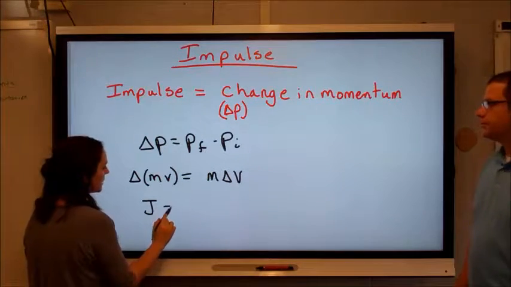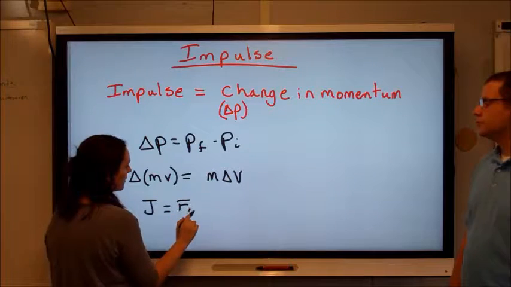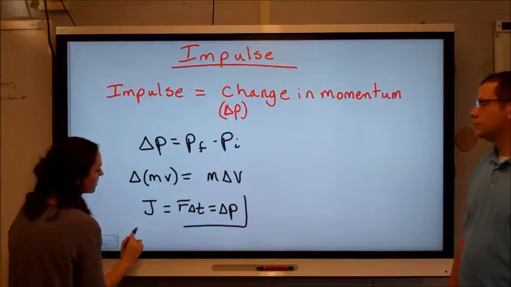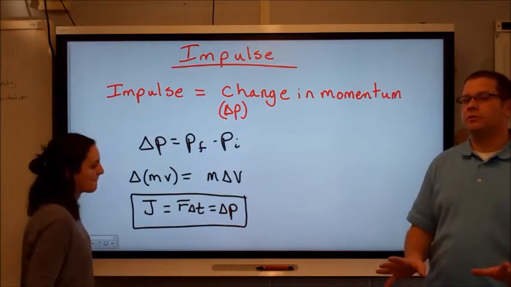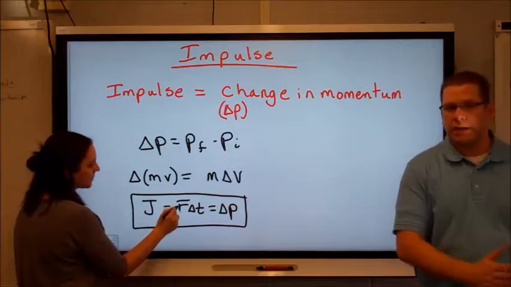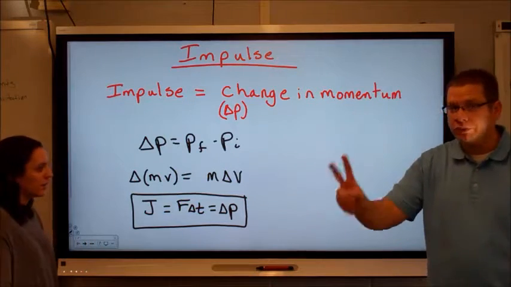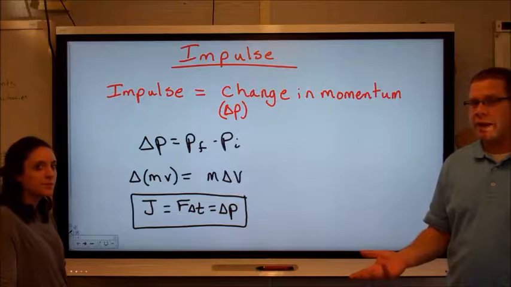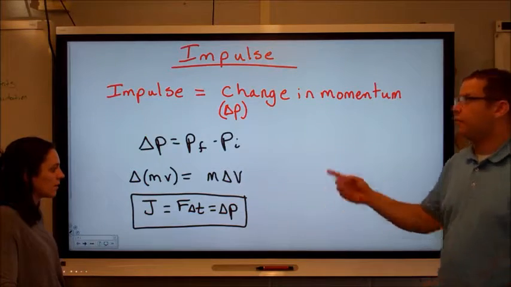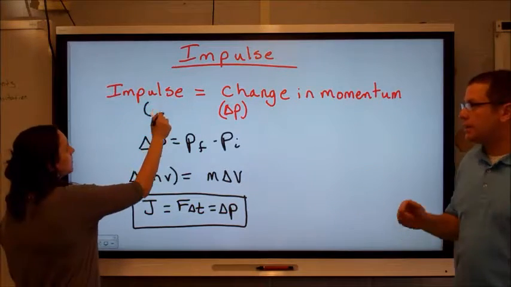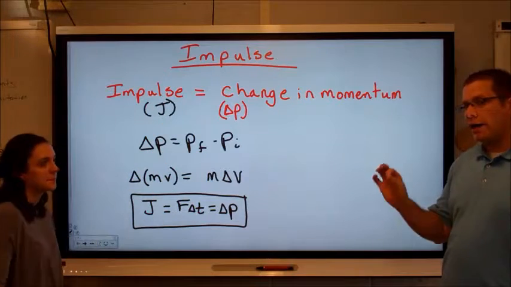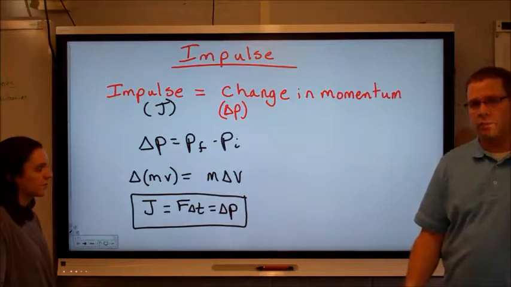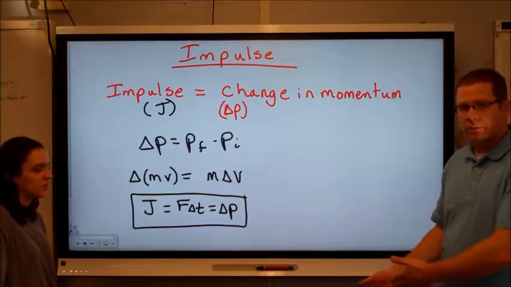So on your reference table, it's written like this. Now this is a very confusing formula for a lot of people because there's a lot of stuff in it. It's got two different equal signs. But that's not really that complicated. It just means that J, which is impulse, is equal to either force times time or your change in momentum, and it's equal to both at the same time.